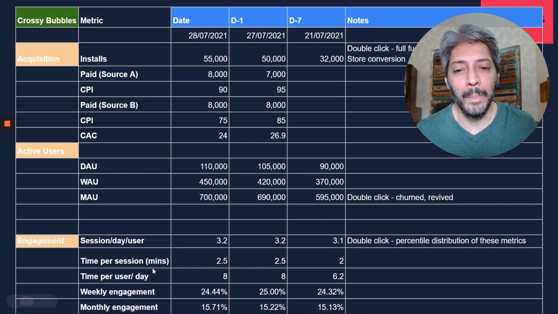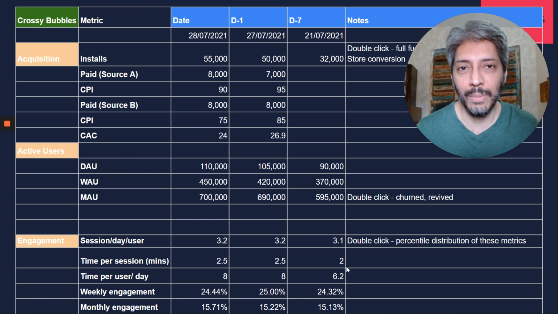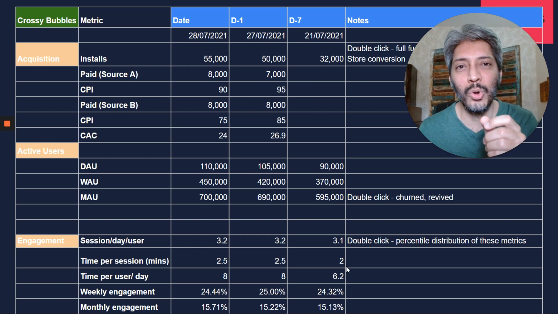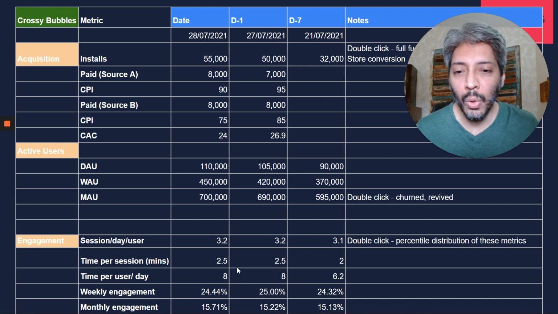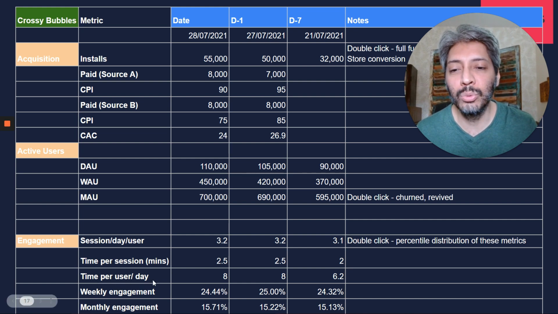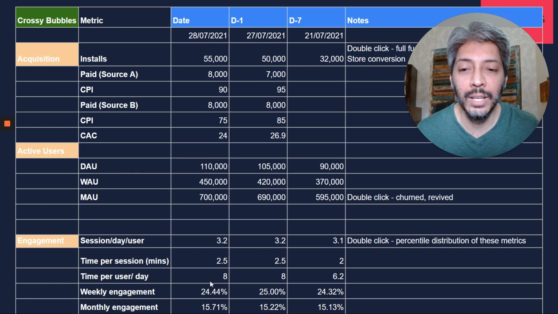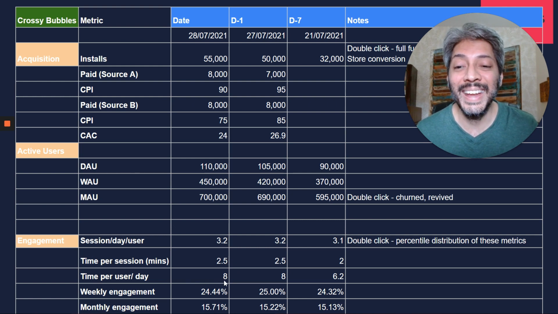Time per session, in minutes. What you're seeing here is that the amount of time per session that users are spending on this game has gone up. So you've clearly added some new features to your game, which means that the engagement per session has gone up. So users are spending more time each time they play the game, which is leading to time per user per day, so total time spent on the app. So 3.2 into 2.5 is 8. So on an average, users are spending 8 minutes per day on your product. They were spending only 6.2 minutes per day on your product. So the amount of time being spent has gone up.